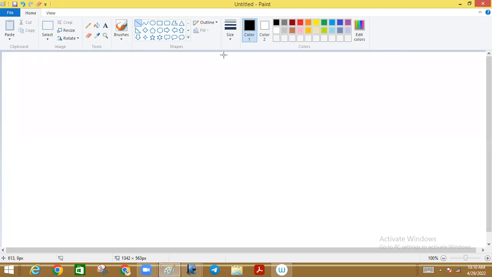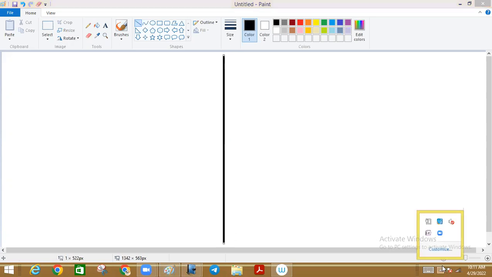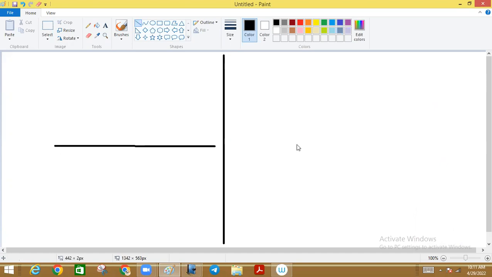See here. The vertical line is called y-axis and the horizontal line is called x-axis.